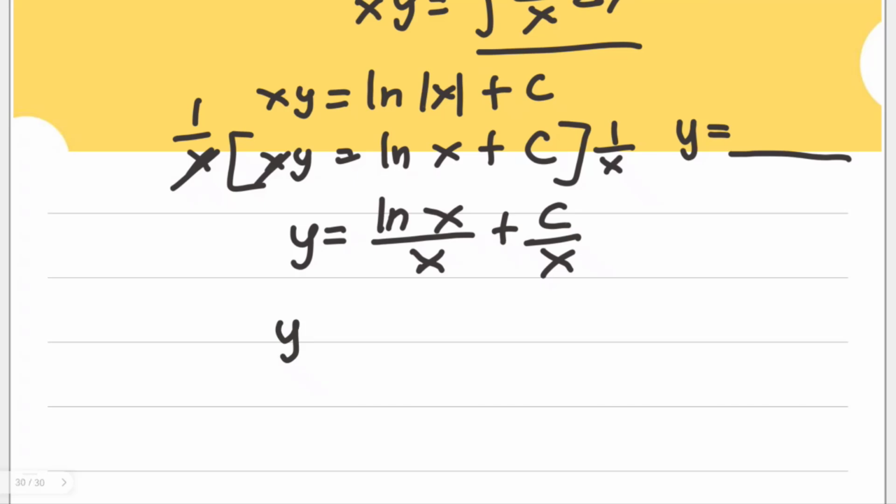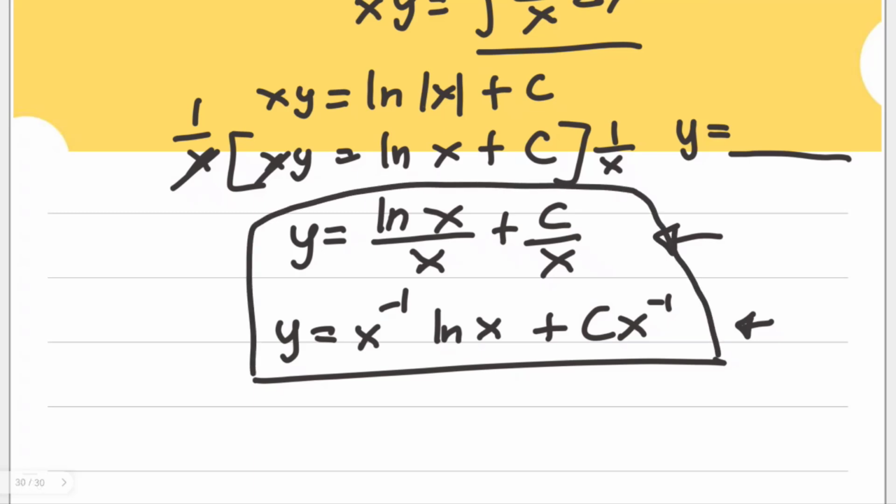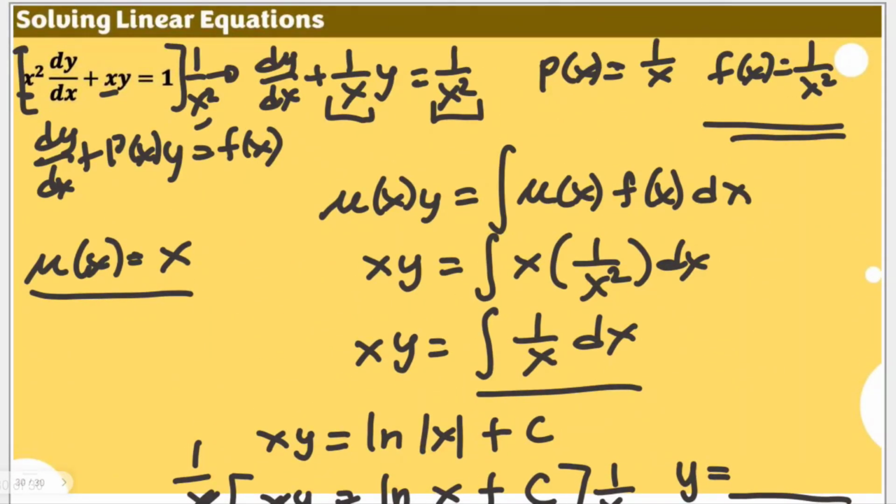You can have this as your final form, or if you don't like rational expressions, you could also bring all the terms up. So you will have x to the power of -1 times natural logarithm of x plus c times x to the power of -1. This is also correct, but since it has negative exponents, some will just settle with the previous form, and that's already okay. These two are our solution for our given linear equation, where we were able to use the integrating factor presented in the previous video. But I'm just inserting again the process of coming up with a standard form so that we'll be able to master the said skill. Thank you very much for watching.